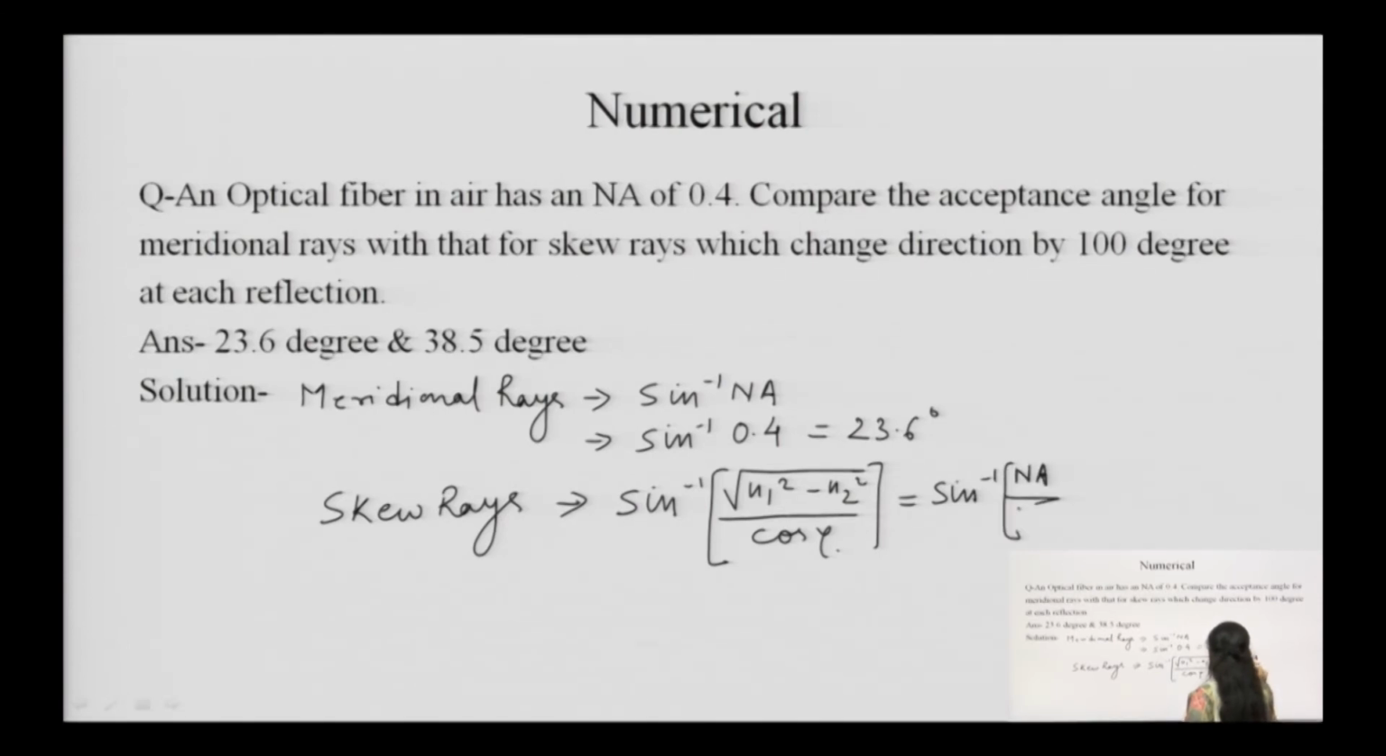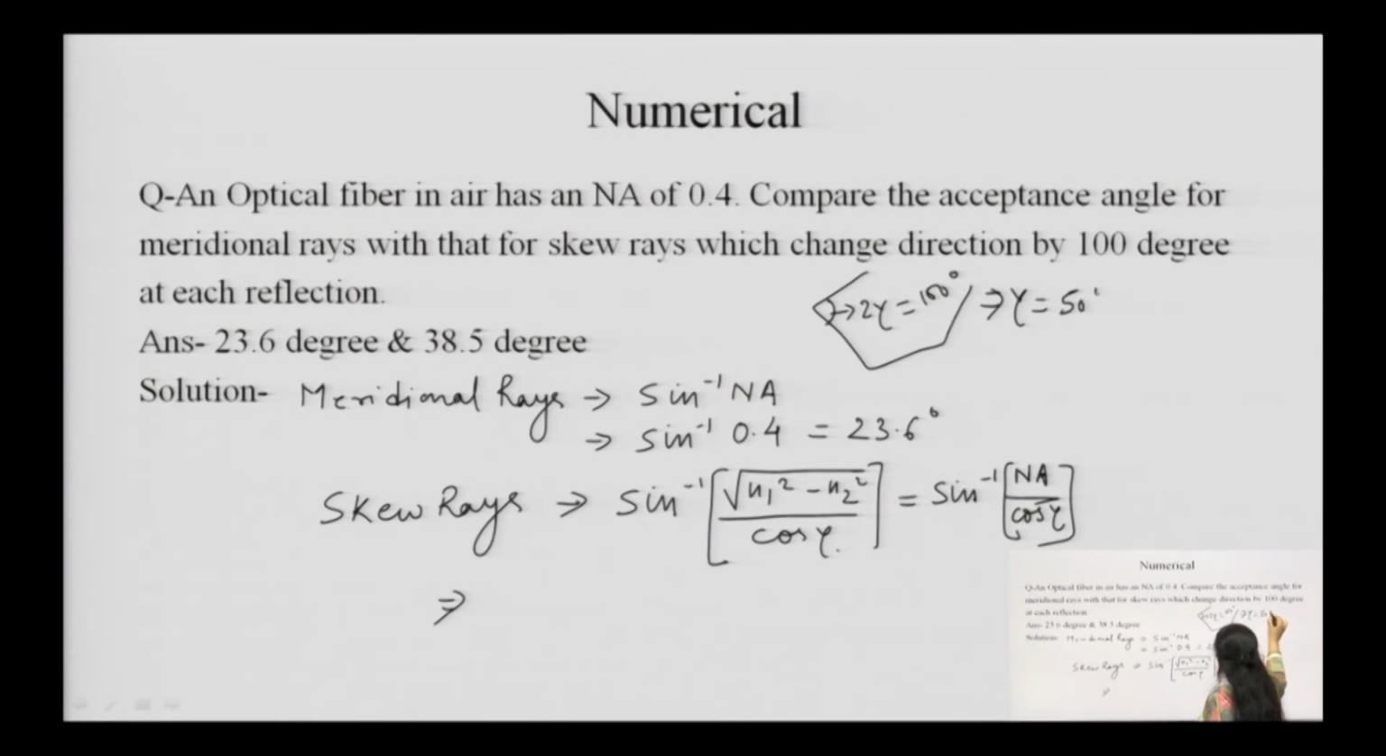Na upon cos gamma. But in the question, the reflection is 100 degree. That means if we are representing the skew rays this way, this 2 gamma should be equal to 100 degree. This implies gamma should be equal to 50 degree.